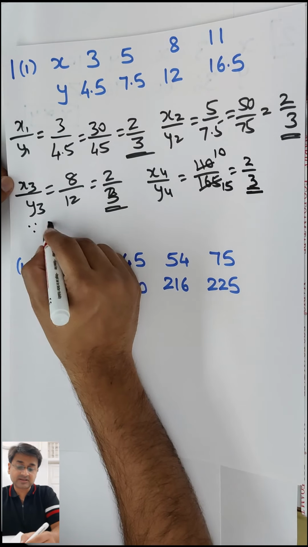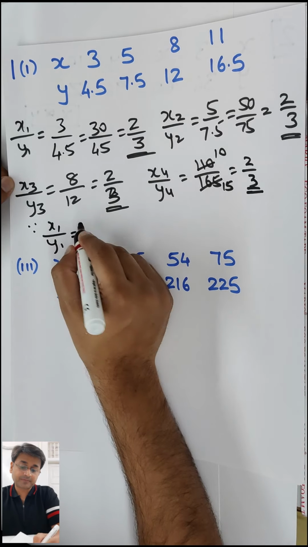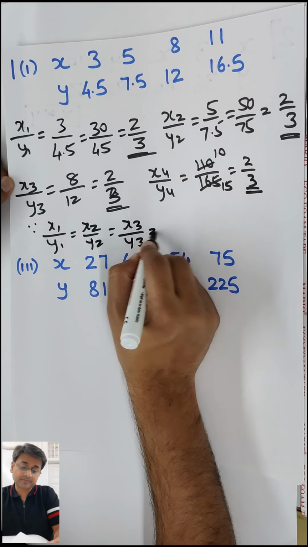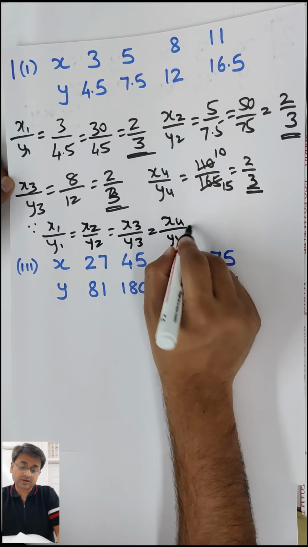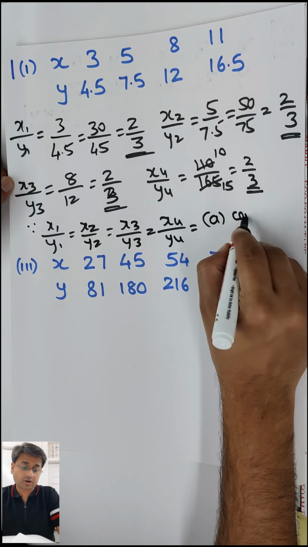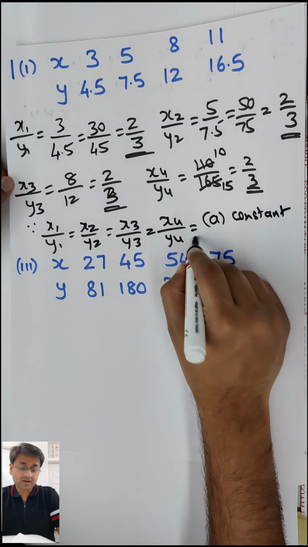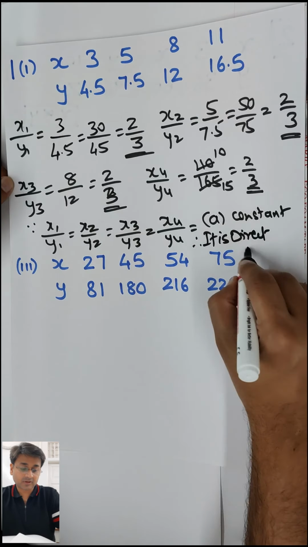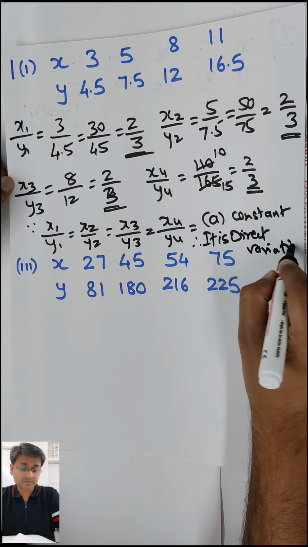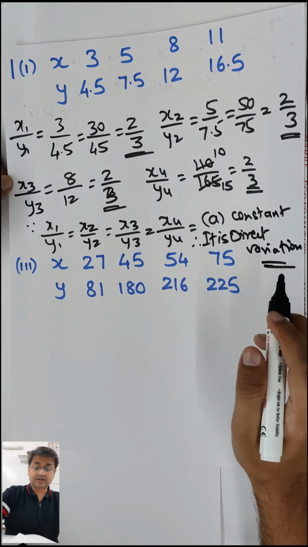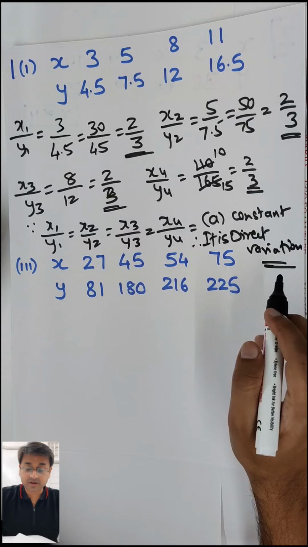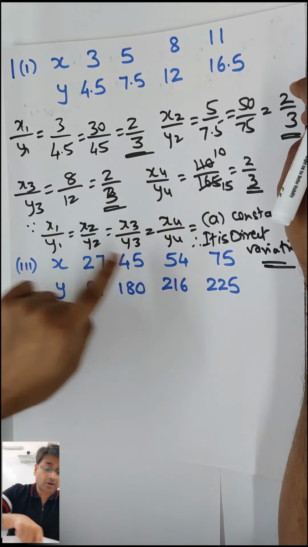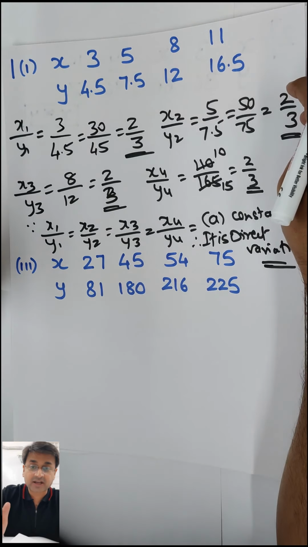So you can say since x1 by y1, x2 by y2, x3 by y3 and x4 by y4 are all equal to a, which is a constant, therefore it is direct variation. Yes, you need to write these statements systematically, exactly the same way as 1 part 1. If this was not constant, we would have said this is not direct variation.